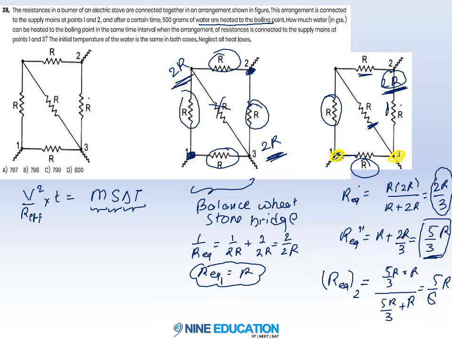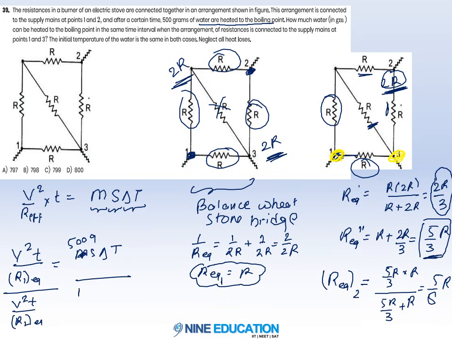Now putting R equivalent for both the cases, what we will get? V square t upon R1 equivalent is equal to m s delta T, where m is given as 500 grams. In the second case, V square t upon R2 equivalent is equal to m s delta T. m s delta T cancels out, V square t cancels out.